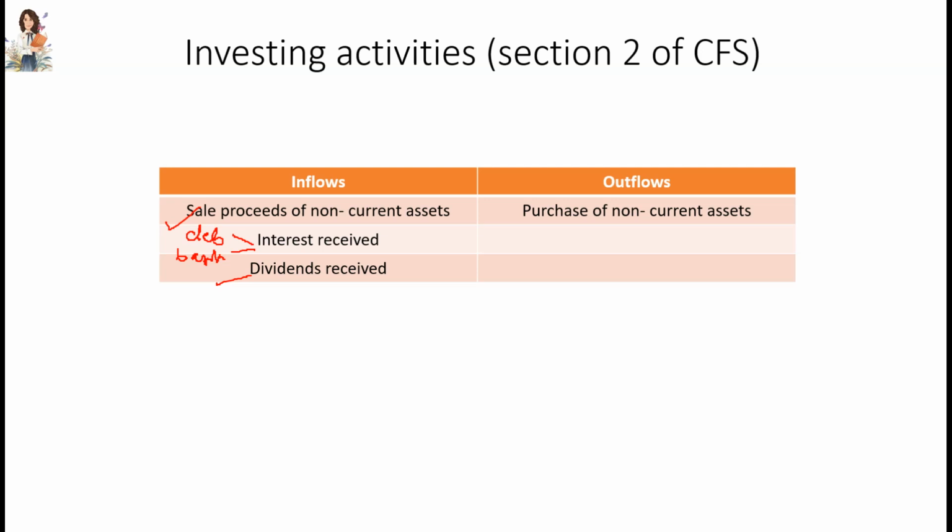Outflows in this case would be purchase of non-current assets, that means the cost of any non-current assets that the company may purchase. Note that IAS 7 allows some flexibility in the treatment of interest received and dividends received. So these items may be shown as investing activities, or alternately, you could show them under the category of operating activities, that is the first section of the cash flow statement.